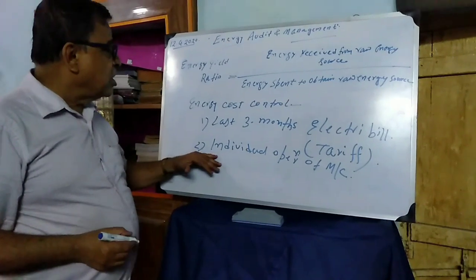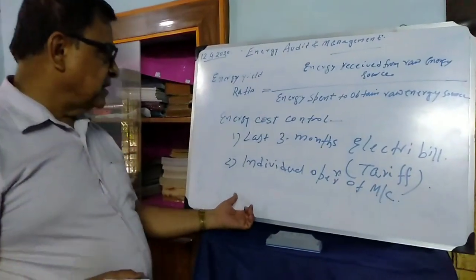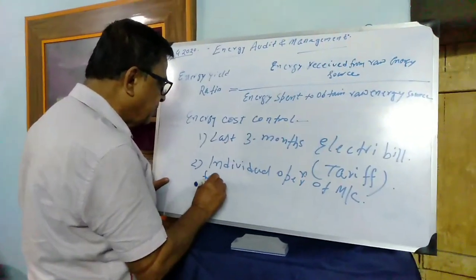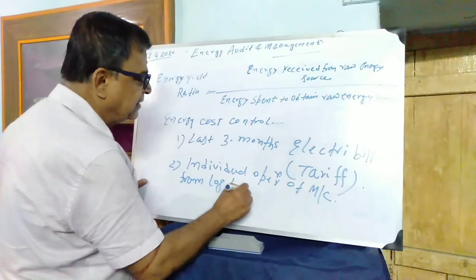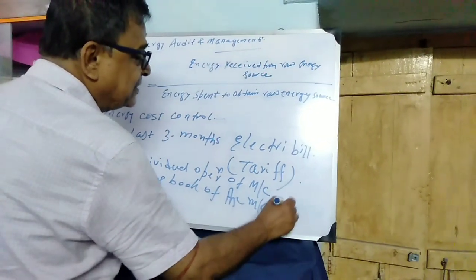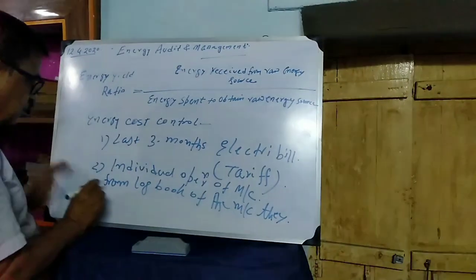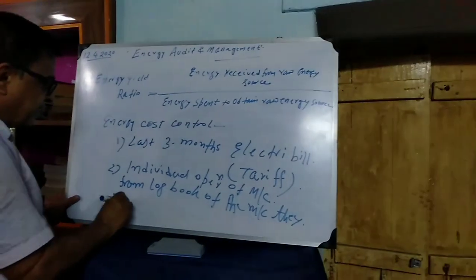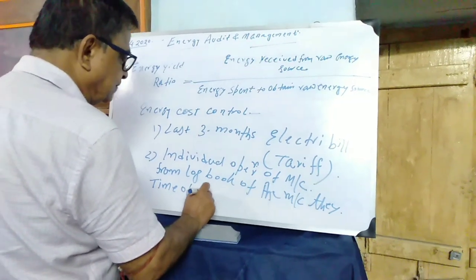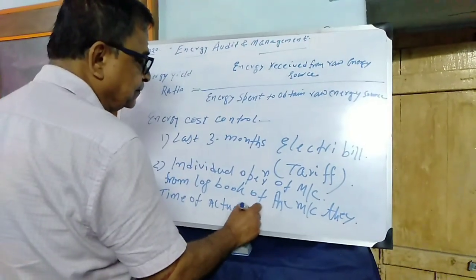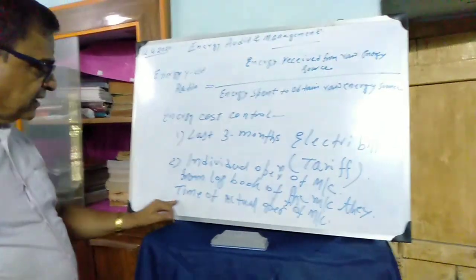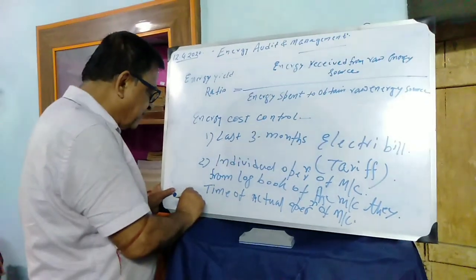That means what they are producing and how much they are producing. From the logbook of the machine, they will see the time of operation, the time of actual operation of the machine. And from there they will find the idle time of the machine.